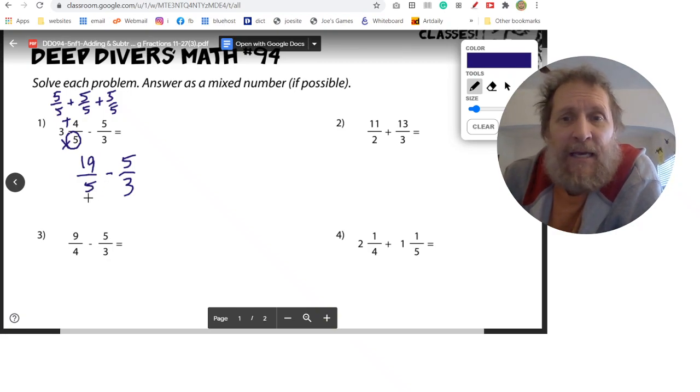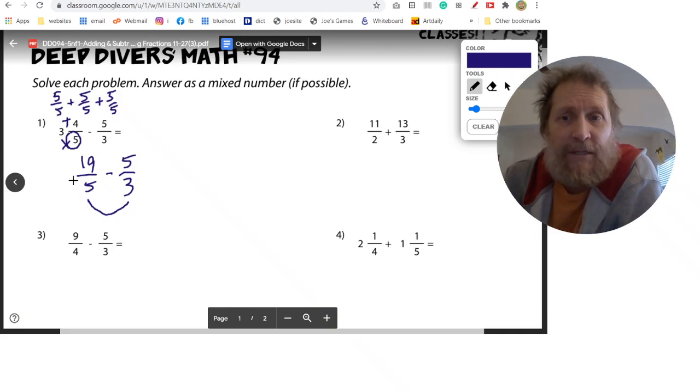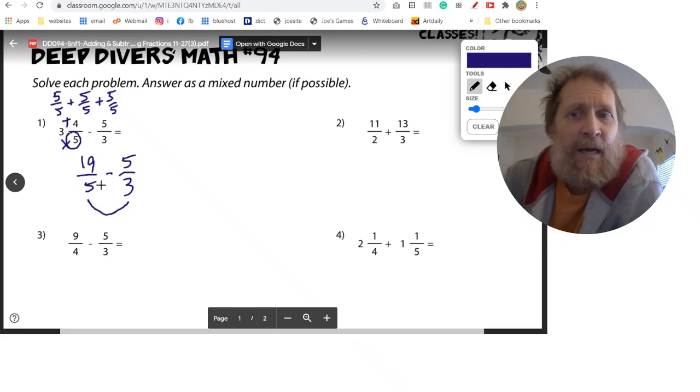So the way to get a common denominator is to just simply multiply the denominators. Sometimes you can find a lower common denominator, and that might save you some reducing at the end. But if you don't see a quicker way of doing it, just multiply them together. And then you know that 19 fifths minus 5 thirds will be the same as something over 15 minus something else over 15. And then you just need to figure out what goes in the top.